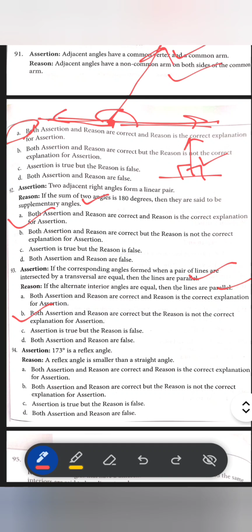Okay, so if you know what this answer is, then you can write it down in the comment section, but for me it's B. 173 degree is a reflex angle. No, it is less than 180 degree. How will it be a reflex angle? It should be more than 180 degree. So this is false. A reflex angle is smaller than a straight angle. No, it is greater than a straight angle. So both assertion and reason are false.